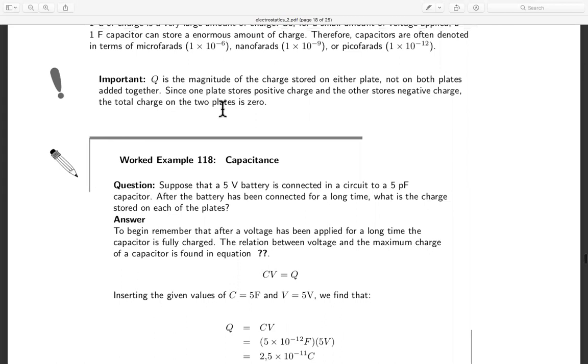Q is the magnitude of charge stored on either plate, not on both plates added together. Since one plate stores positive charge and the other stores negative charge, the total charge on the plates is 0.